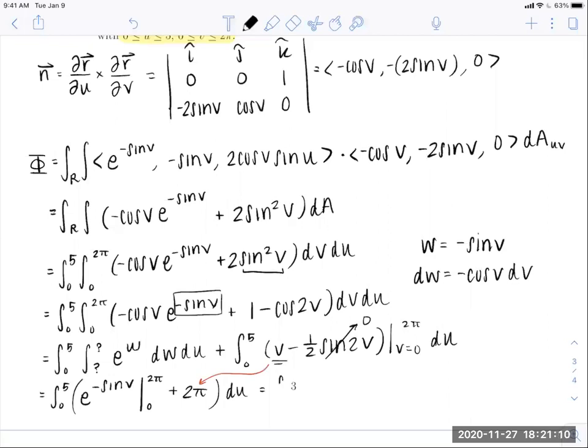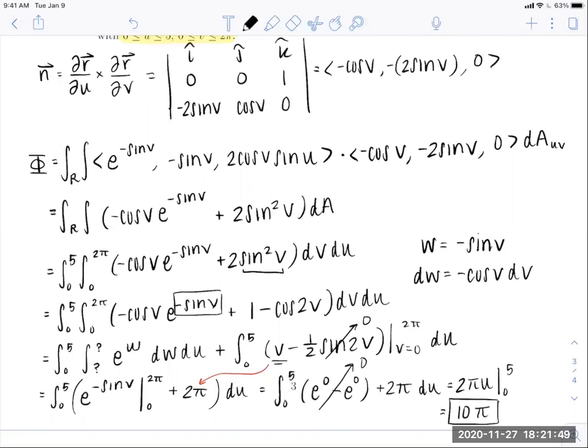So what we get here is the integral from 0 to 5 of e to the negative sine of 2 pi, that's e to the 0, and then minus another e to the 0, plus 2 pi. So you'll see that these are just going to cancel out. And then a du here at the end. Finally, I'm just integrating 2 pi with respect to u. That's 2 pi u from 0 to 5, which leaves me with 10 pi.